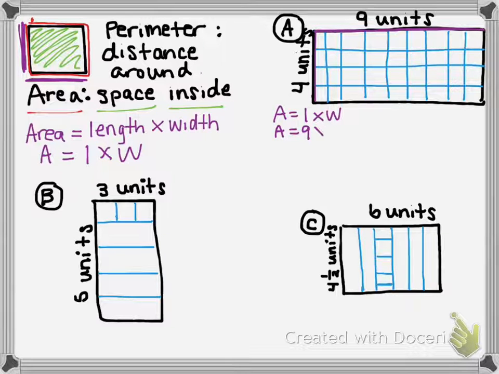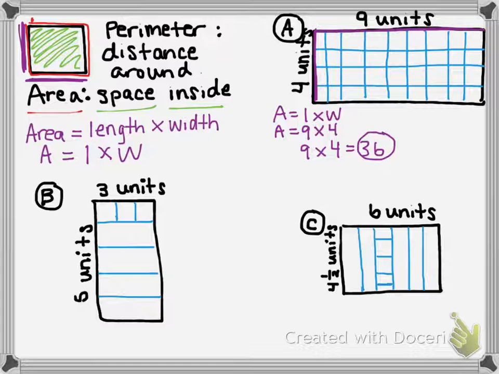Then we carry the times down, and we also know what the width is. The width is 4 units. So we're going to put 4 under the W. Now we solve. 9 times 4 equals 36. So the area of this rectangle is 36.